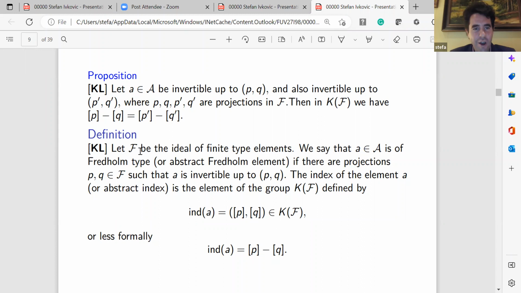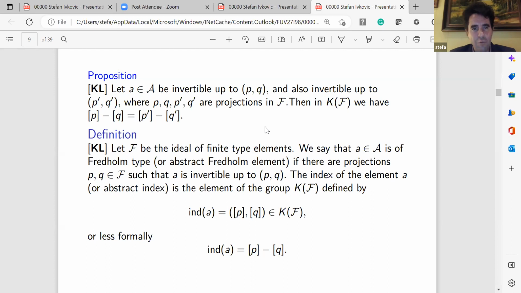But with respect to this ideal, A in 𝒜 is of Fredholm type if there are projections P, Q in F such that A is invertible up to P, Q. And then they define the index of A in this way here, in this K group, and the index is well defined thanks to this proposition here.